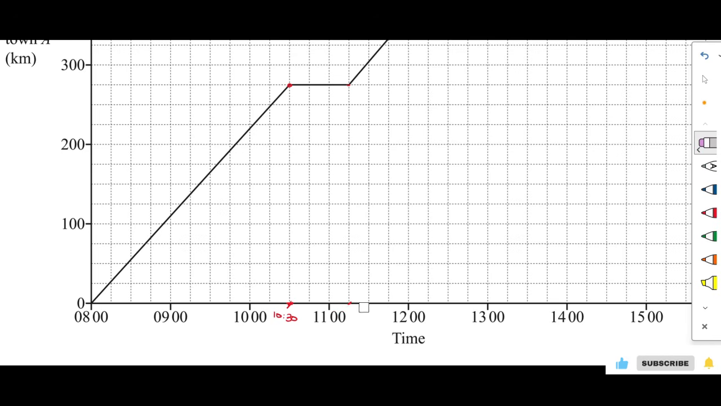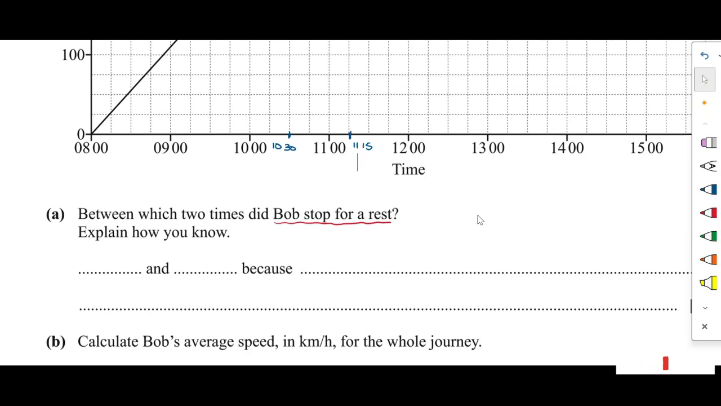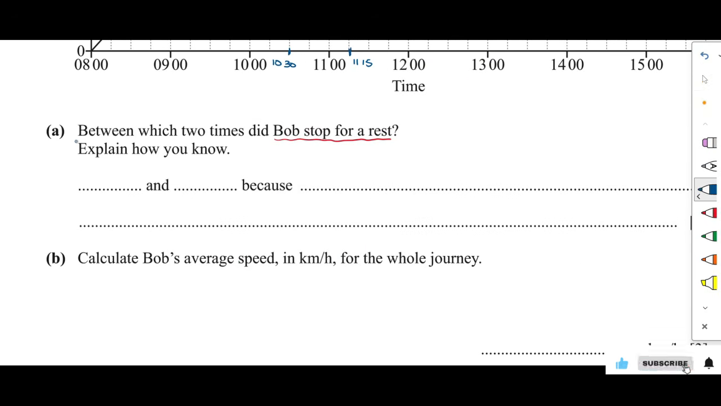So we have to raise this one. So he rests between this time and this time, not this one. So this time is 10:30 and this is 11:15. Okay, so between which two times did Bob stop for a rest? Between 10:30 and 11:15 he rests, and explain how you know.